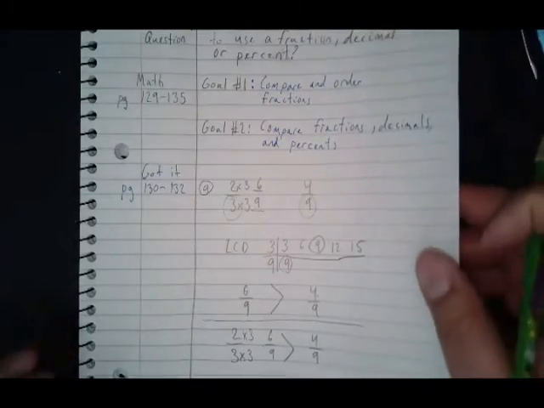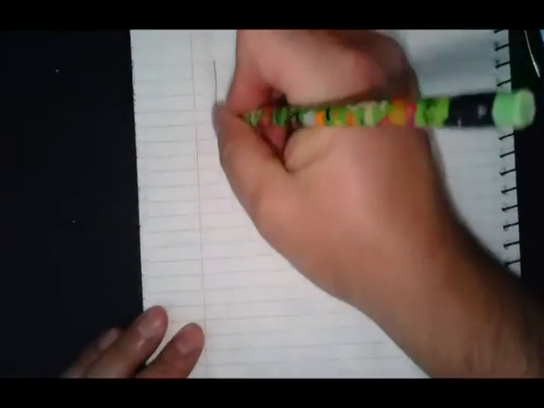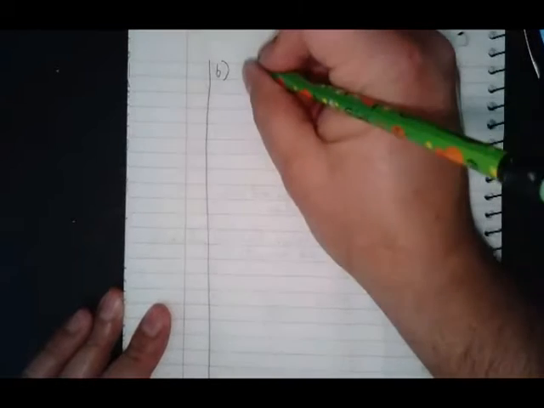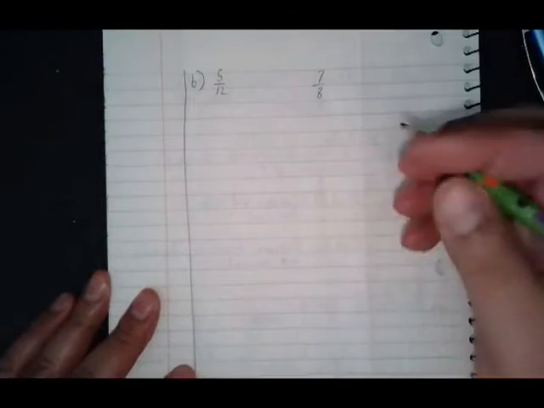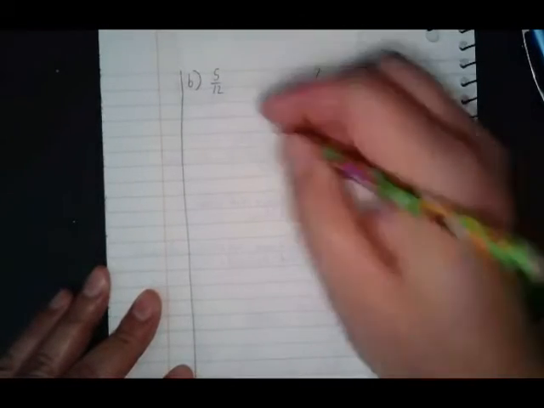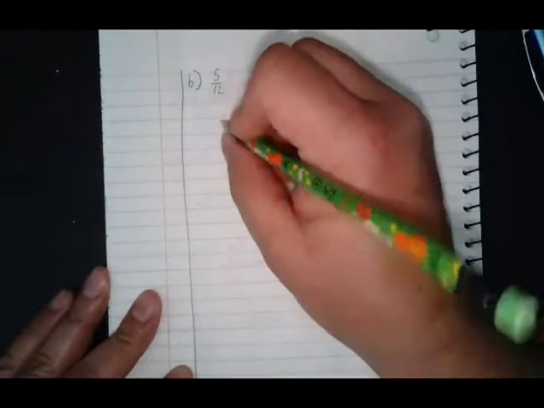All right, we're going to do letter B. Okay. This time we have 5/12 and 7/8. Okay, it's a little harder. The denominators are definitely different. How are we going to do this? We need an LCD again between 12 and 8, which would be the least common multiple.